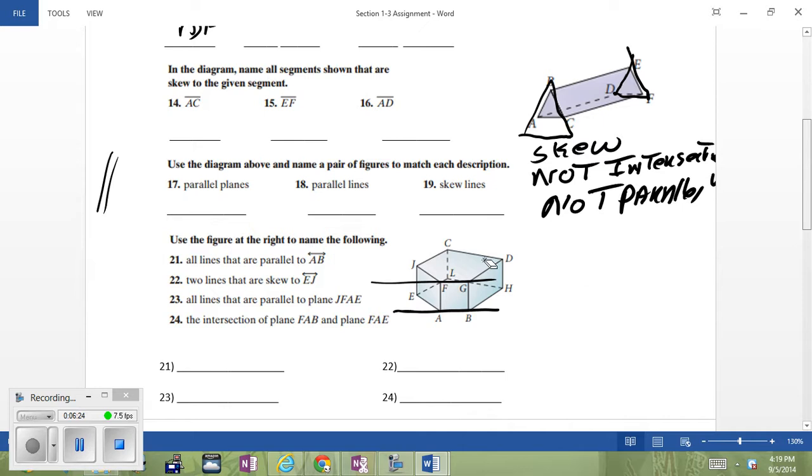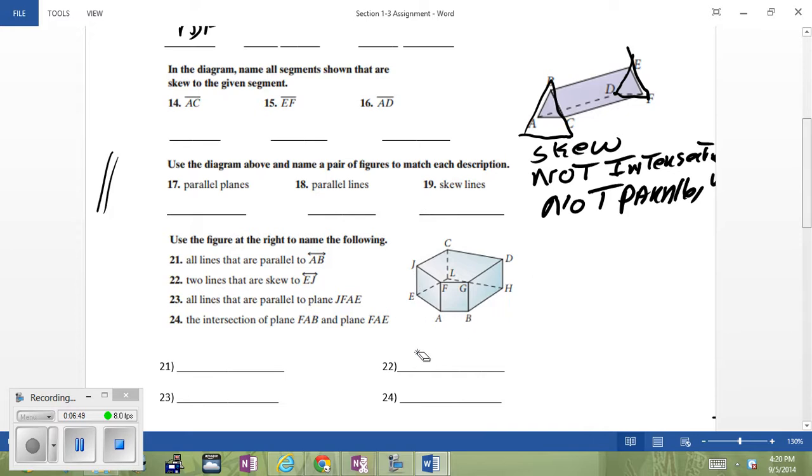All right, let's take a look at number 22: two lines that are skew to EJ. Here's EJ. Now remember skew: not intersecting, not parallel. What about FG? Yes, that's skew. What about BH? Yes, that's skew.